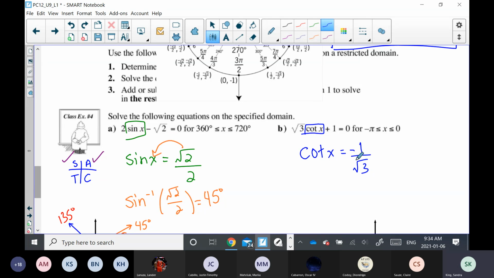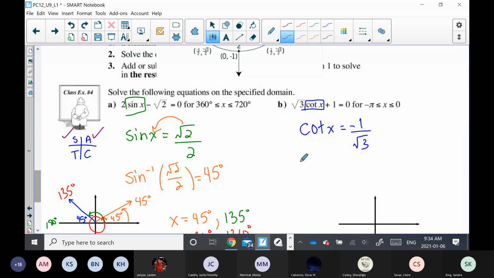Okay, so this is what the cotan of x is. I can't type that into my calculator. So what I'm going to do is rewrite this and write down, well, what's the tan of x?